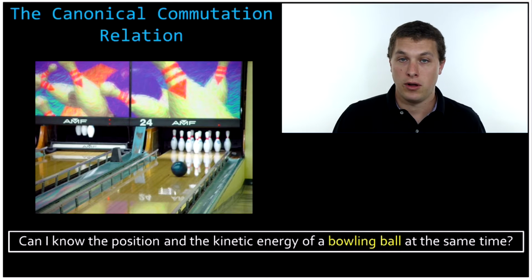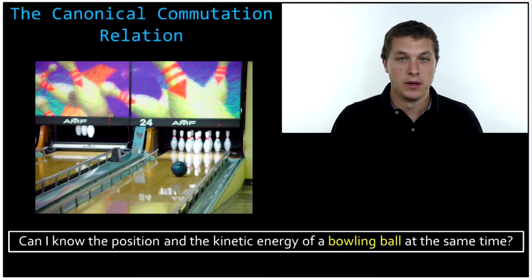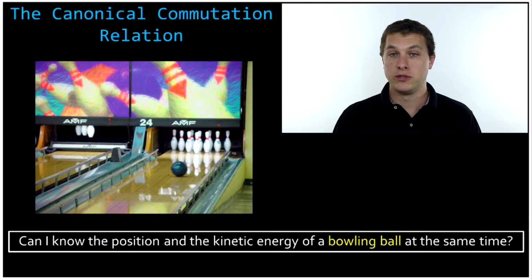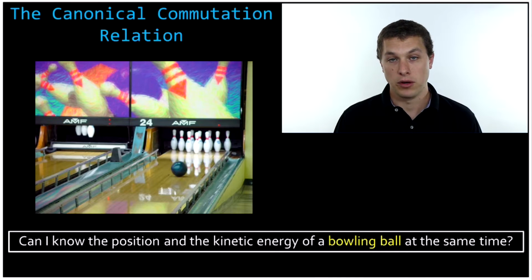Imagine you've thrown a bowling ball down a bowling alley, and now you want to know what the momentum of that bowling ball is. We can measure that, no problem. We can measure the kinetic energy, we can measure the position. In fact, we can measure those all at the same time. And in the classical mechanics world, that poses no problem. I can know the position and momentum of that bowling ball as well as my measuring devices can tell me the position or momentum of that bowling ball.